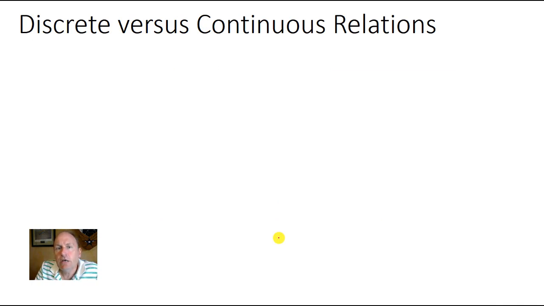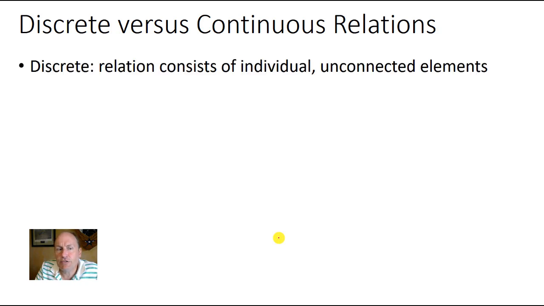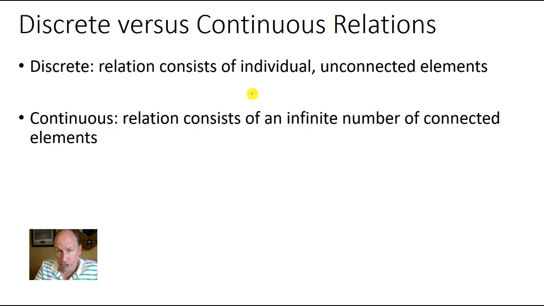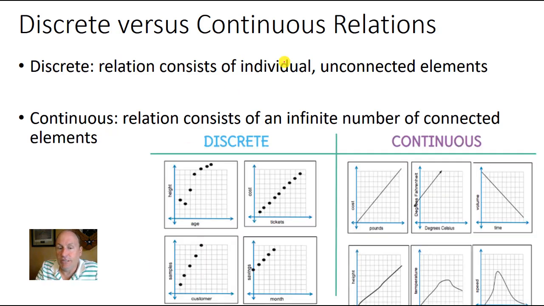Let's look at another very important term in mathematics, and that is the idea of something that's discrete versus continuous. In the case of relations, we're talking about sets of points. A discrete relation consists of individual, unconnected elements. If you were to graph it, it would appear like a bunch of dots. A continuous relation, however, consists of an infinite number of connected elements, so it looks like a smooth curve or line. We'll look at some examples of discrete and some examples of continuous because they are mutually exclusive.